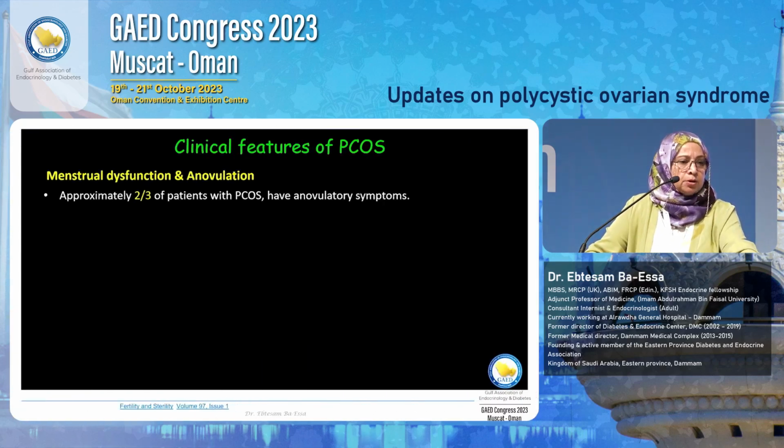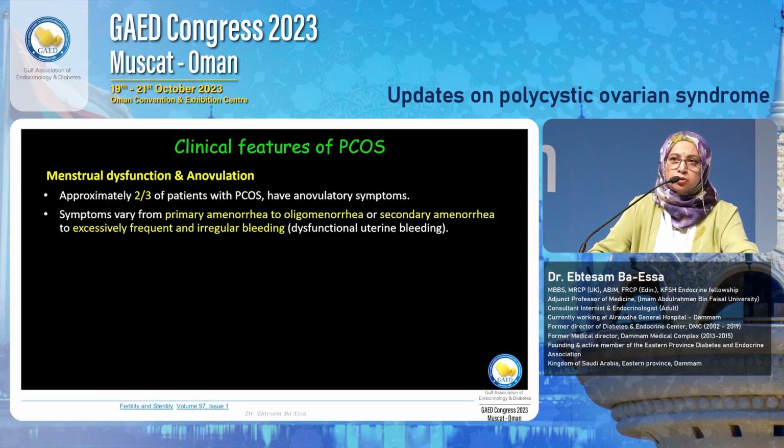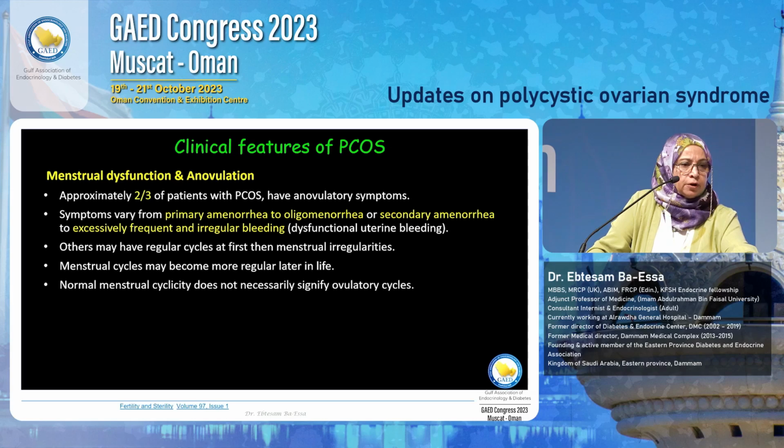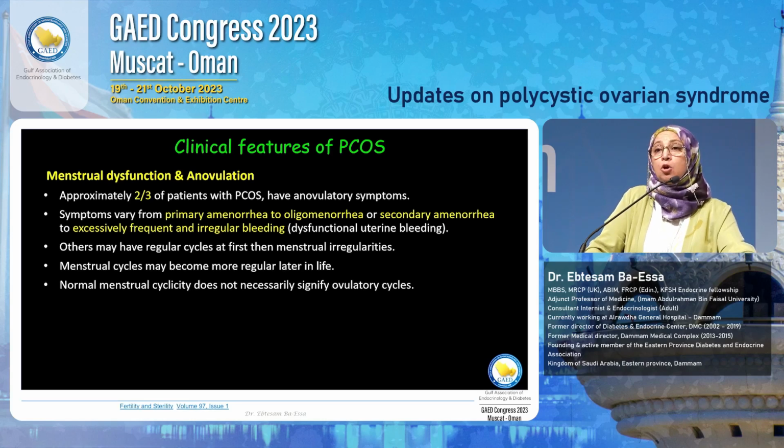So another problem is menstrual dysfunction and anovulation, which is common. Two thirds of patients with polycystic ovary disease have anovulatory symptoms. Symptoms may vary from primary amenorrhea to oligomenorrhea or secondary amenorrhea, to excessive, frequent and irregular bleeding. So it's quite variable. And others may have a regular cycle at first, then become irregular, and vice versa, may be irregular and become regular in later life. And a normal menstrual cycle also does not necessarily signify an ovulatory cycle.